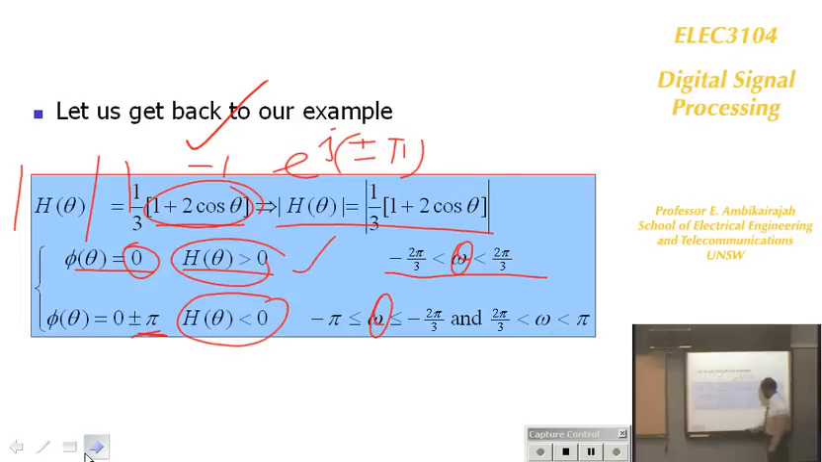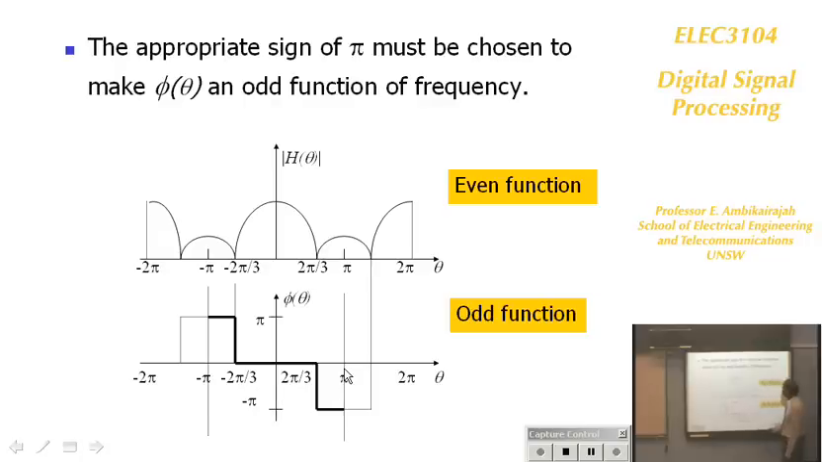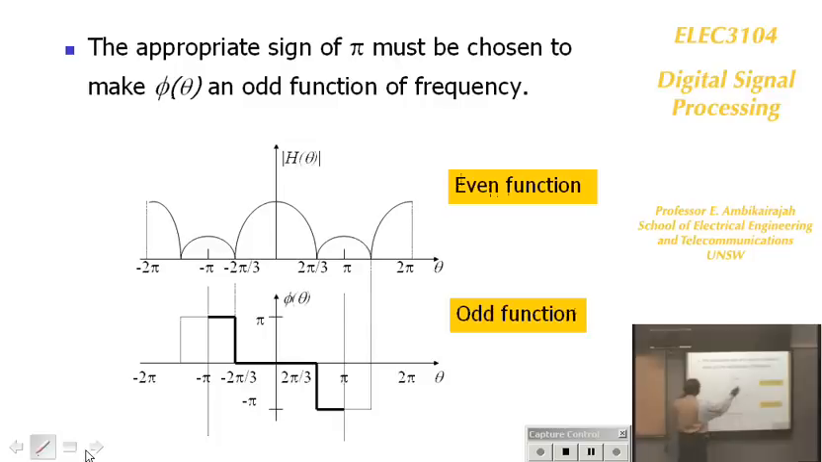So let's plot this and see what happens. Here is your graph. Here is the h theta which I am plotting. What is h theta? Go back. h theta is 1/3 times 1 plus 2 cos theta. This is 1/3 times 1 plus 2 cos theta. And this is positive, so it is fine. No problem at all, because I am taking the modulus, everything is positive here.